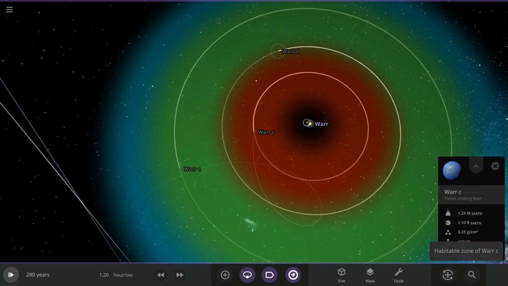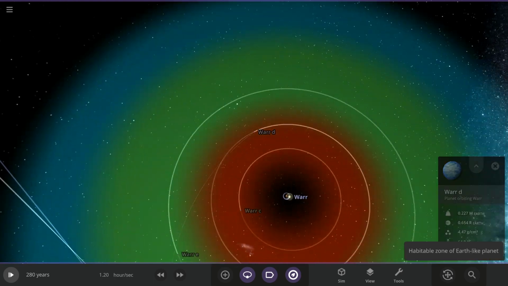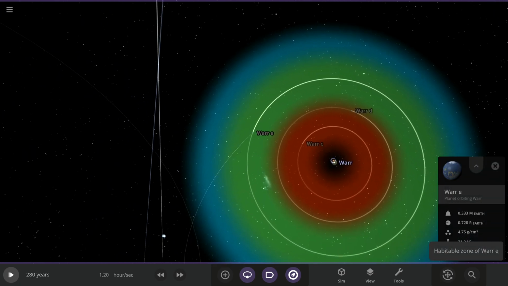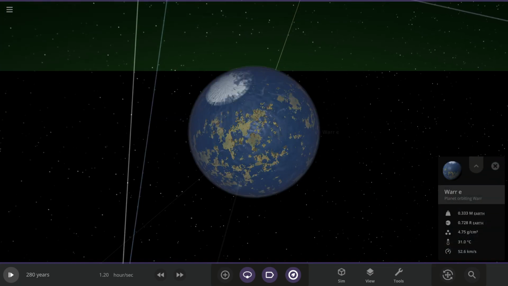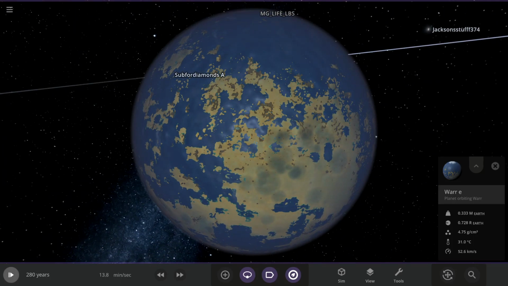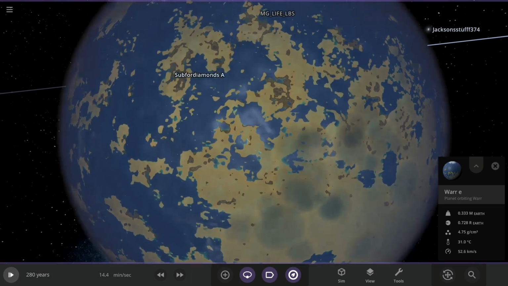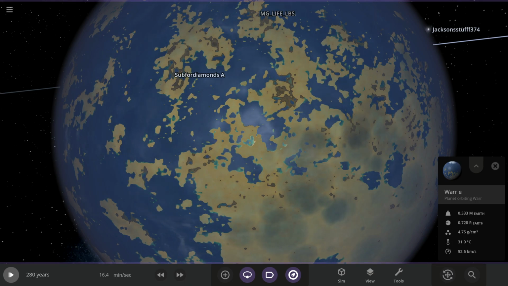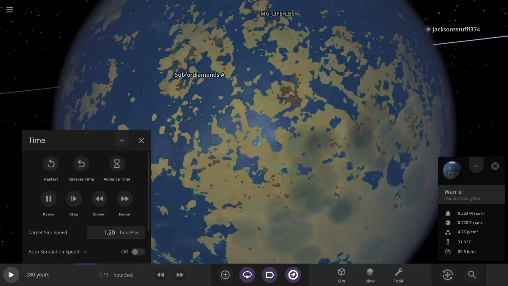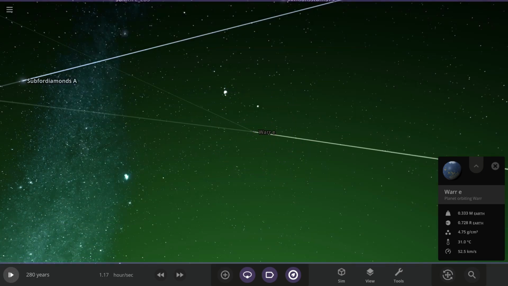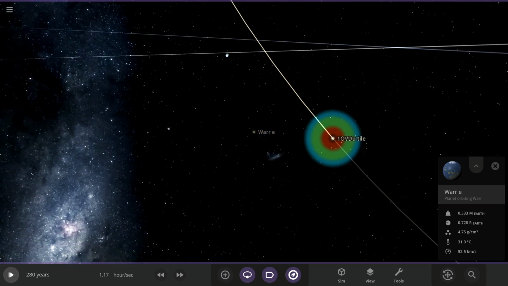War C, okay. Habitable planet, but not so habitable. War D, this one's like actually habitable, slightly. And then War E, which was the one I tried to make habitable, but it's still like, you can see the water. If you just like do that, you can see the water kind of settling. Okay, there we are. We got the war planets.